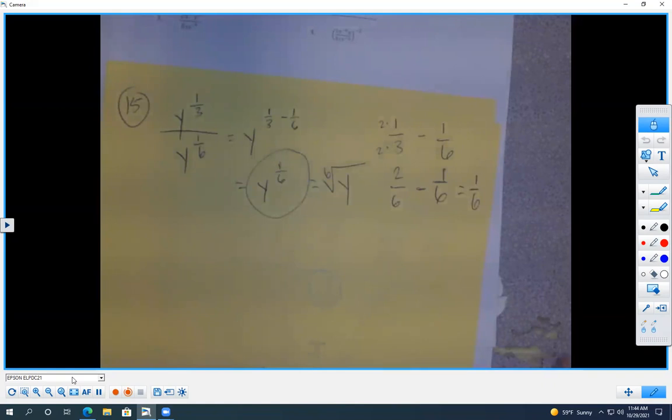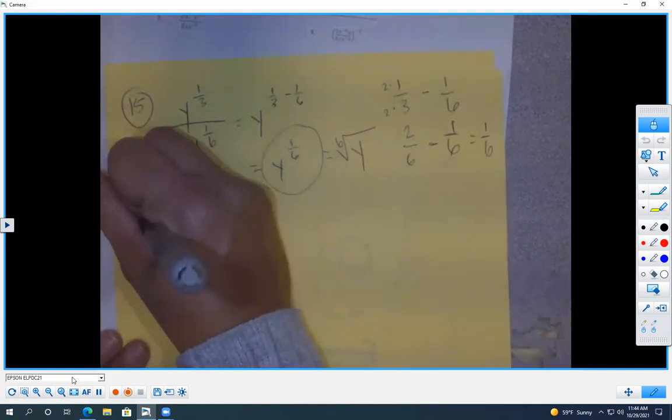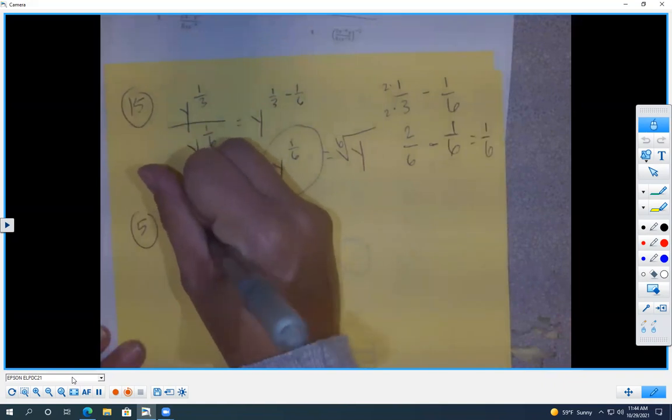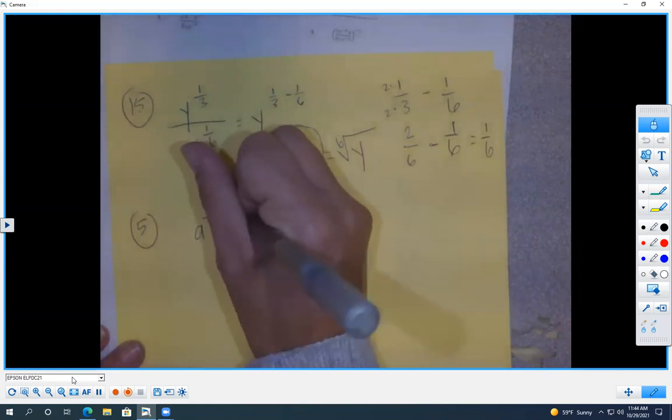Number 5, let's do it. I was thinking the same one. Ooh, 5's a fun one because it looks bad, but it's actually really easy.